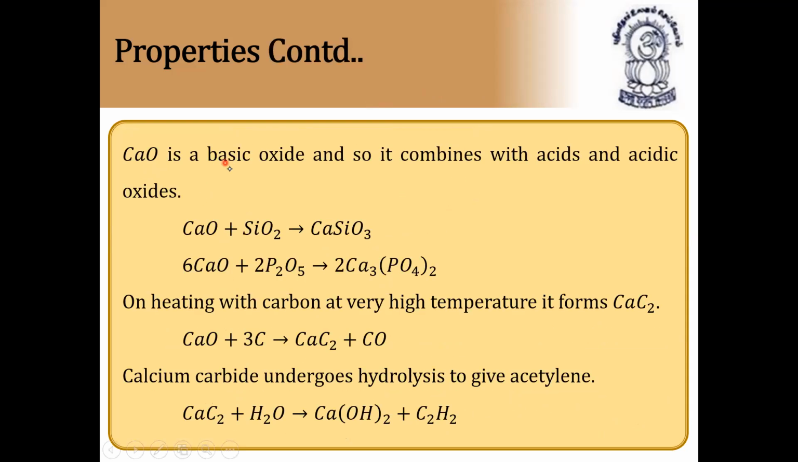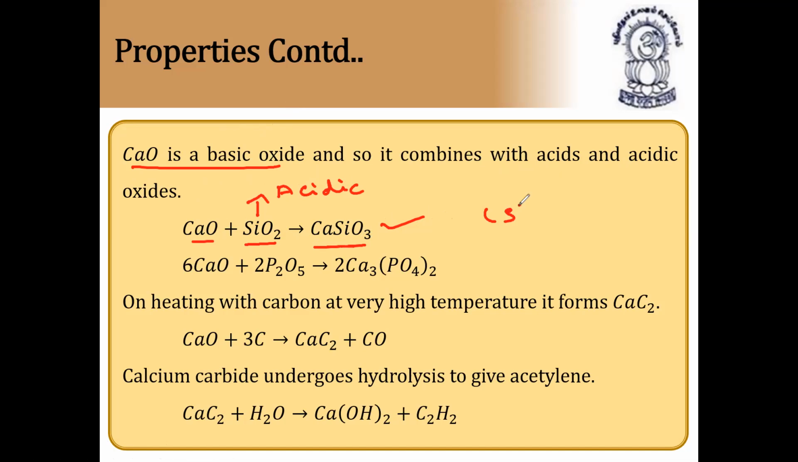Calcium oxide is a basic oxide and so it combines with acids. Metallic oxides, that is strongly electropositive metallic oxides, are basic in nature, as we already know. So it combines with acids and acidic oxides. Calcium oxide combines with silicon dioxide, which is an acidic oxide because non-metallic oxides are acidic, and it forms calcium silicate.